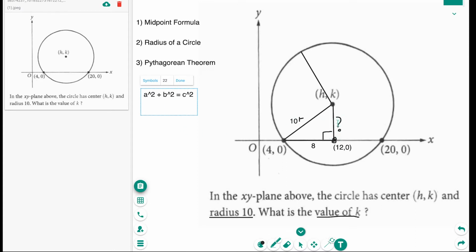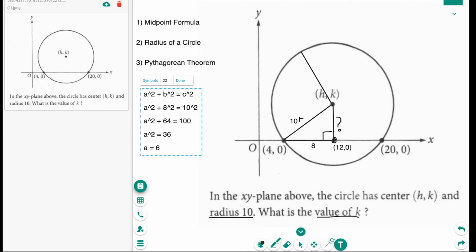We'll say a squared is what we're trying to solve for, we're not sure. We'll say b squared is one of the lengths, so we'll say 8 squared. And then we'll say that c squared is our largest length, it's this 10, so 10 squared. We'll do the math again, a squared plus 8 squared is 64, is equal to 100, which is 10 squared. Subtraction, then we get a squared is equal to 36, and then a is equal to 6.